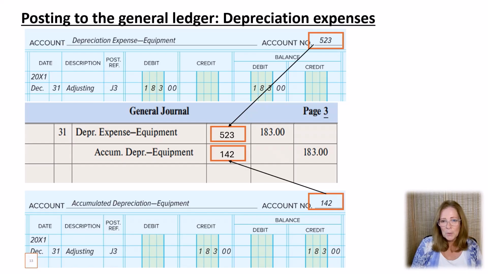Once the entry is posted, we update the posting reference column of the journal entry to show the account number 523 for depreciation expense and account number 142 for accumulated depreciation.